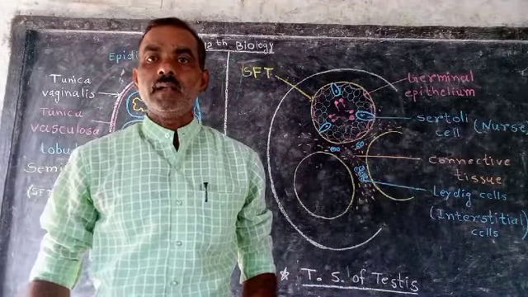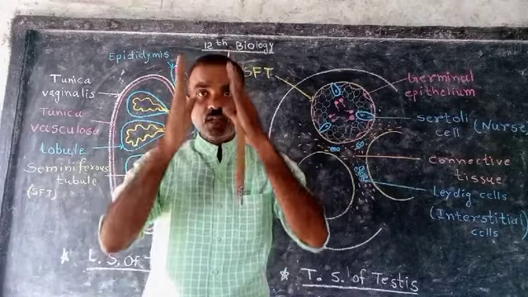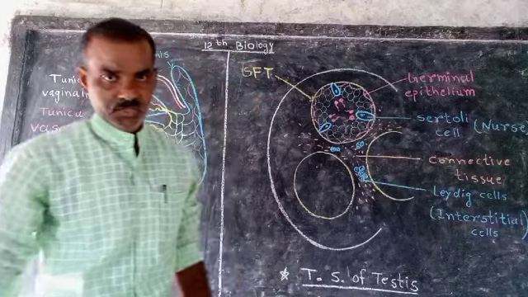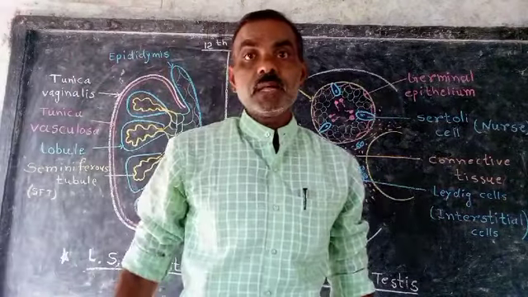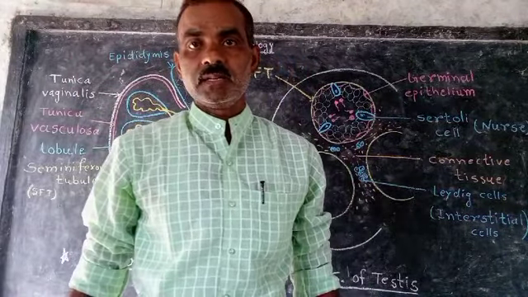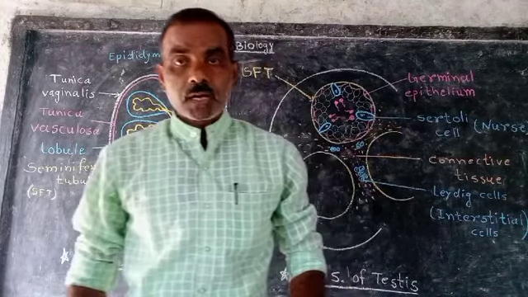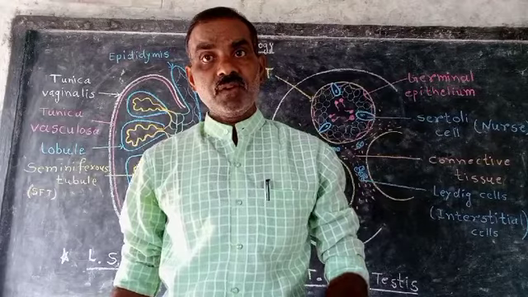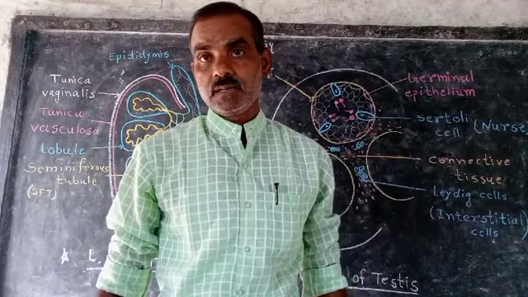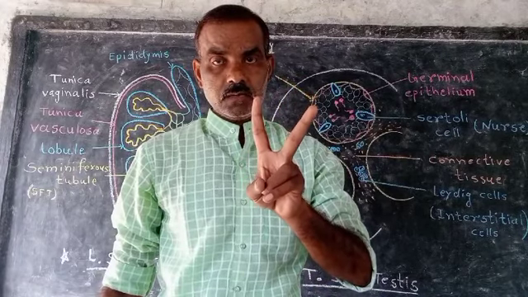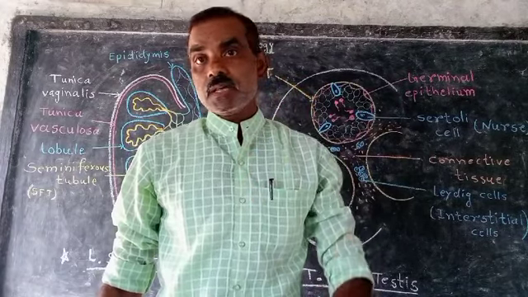Today I will teach about the longitudinal and transverse section of testes. In the previous class, we already studied the male reproductive system. The male reproductive system has the first organ, that is the testes. Testes occur in pair, twin numbers, present in the scrotum.